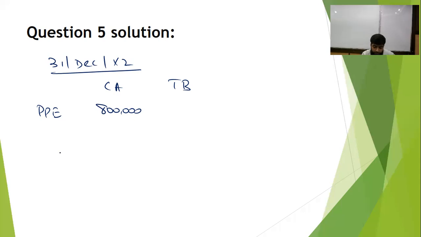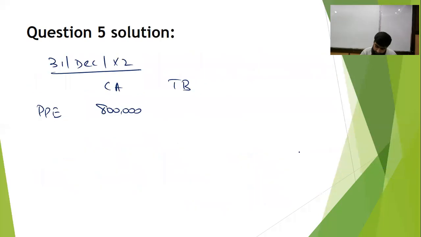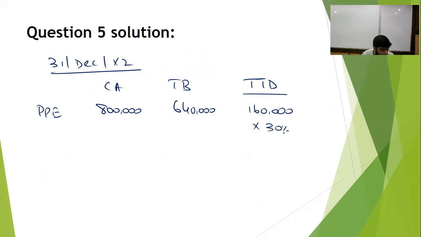Now the tax base. In the tax base, we have a value of 8 lakh, and we'll charge depreciation of 20% on this, that is 1,60,000. So 8 lakh minus 1,60,000 makes 6,40,000. So the tax base is 6,40,000. Now the difference is a taxable temporary difference, because the carrying amount is greater than the tax base, and the difference is 800,000 minus 640,000, that is 1,60,000. Again, we'll apply the percentage, that is 30%. 1,60,000 at 30% is 48,000.